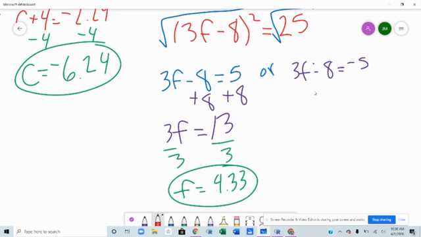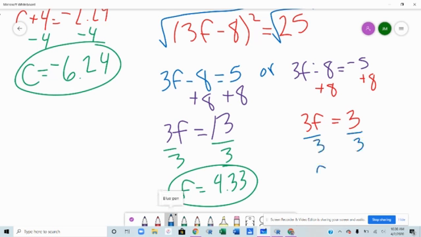Now we need to go back to 3f minus 8 equals negative 5 and solve that equation. So I have minus 8, so I need to add 8 to both sides. Gives me 3f equals negative 5 plus 8, which is kind of like 8 minus 5, is 3. Now I have 3 times f, so I need to divide by 3. 3 divided by 3 is 1. There are your two answers.